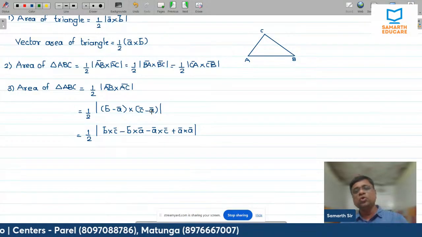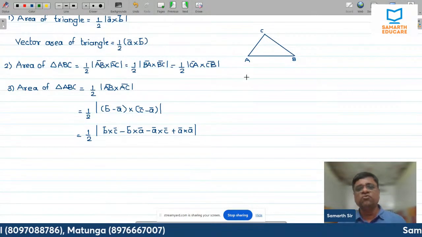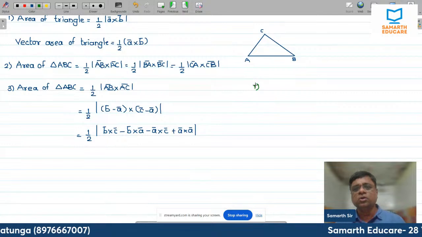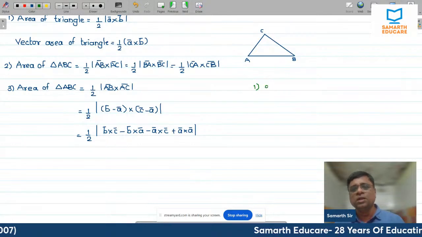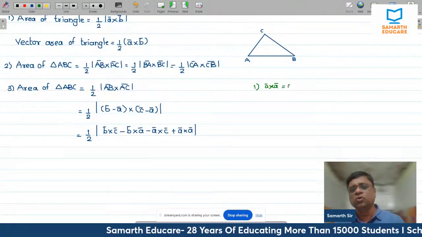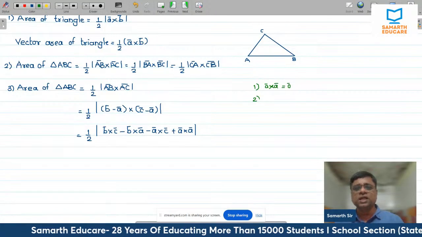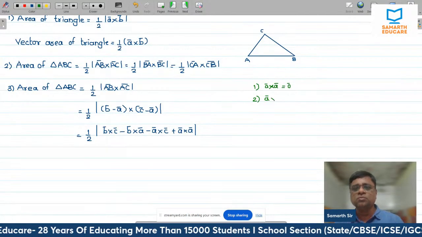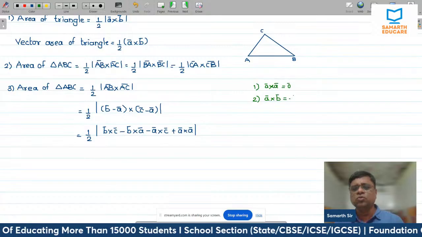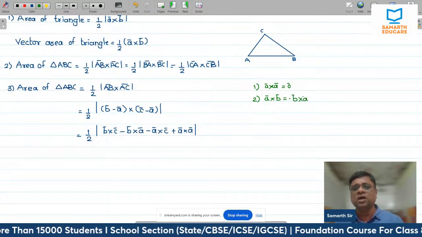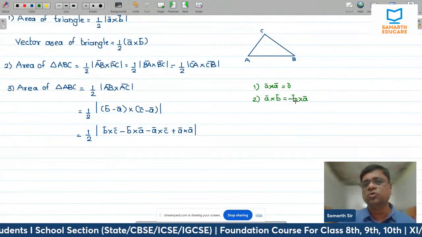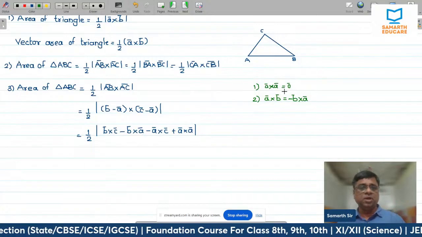Two important things come from the vector product. Number one, A bar cross A bar: if the vectors are equal, their cross product is 0. Second important thing, A bar cross B bar is always equal to minus B bar cross A bar. A bar cross B bar is always equal to minus B bar cross A bar, right?